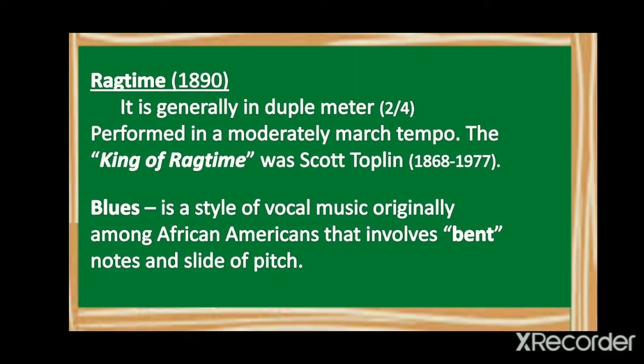In the 1890s, ragtime was the leading style of music, developed primarily by Black pianists who played in salons and dance halls. The blues is a style of vocal music originally among African Americans that involves bent notes and slides of pitch. The blues are produced by slightly lowering or flatting the third, fifth, and seventh notes of the major scale.